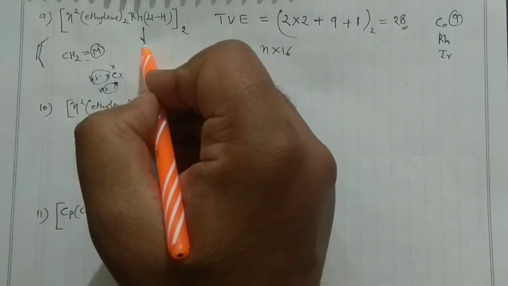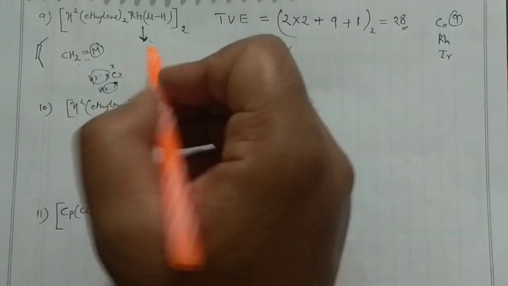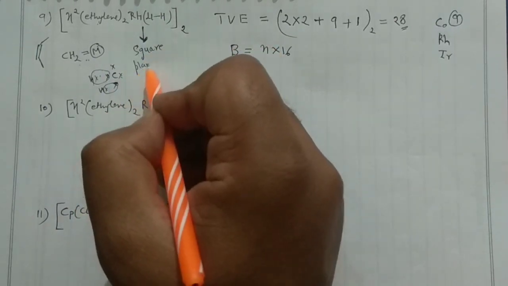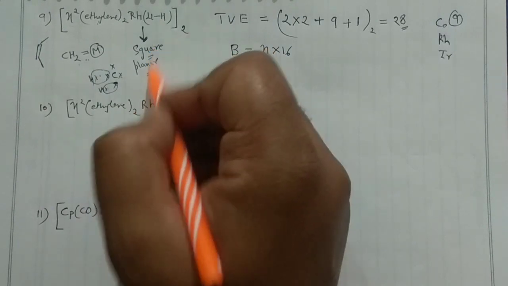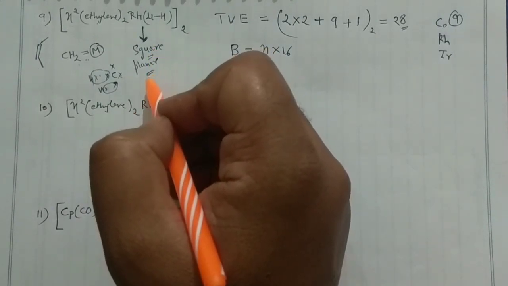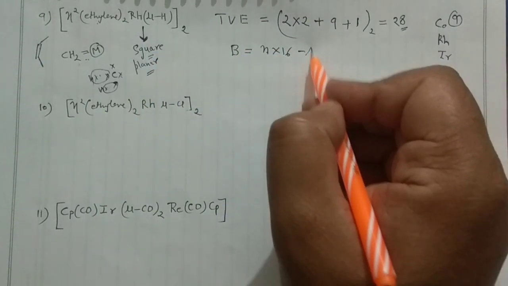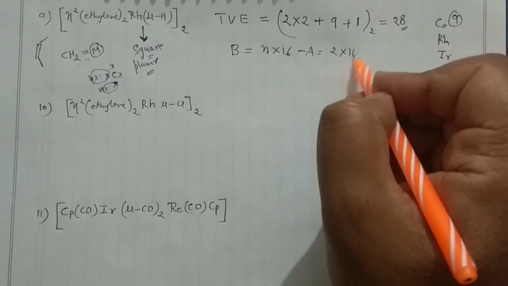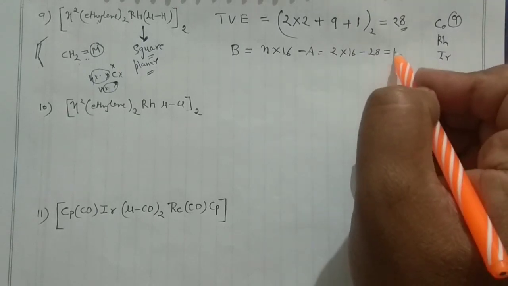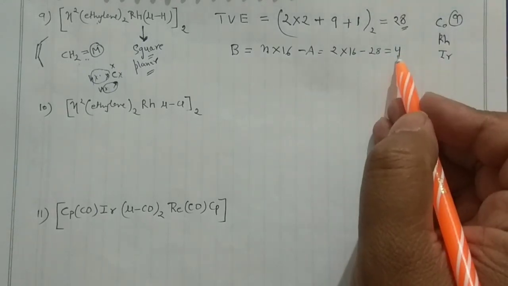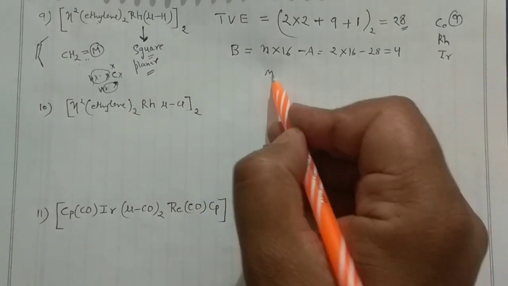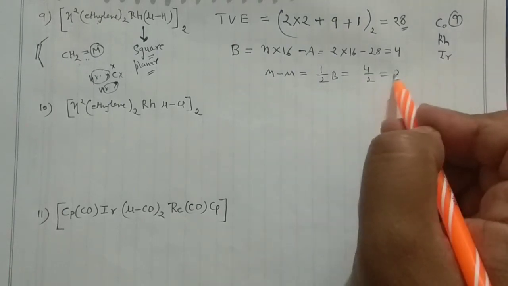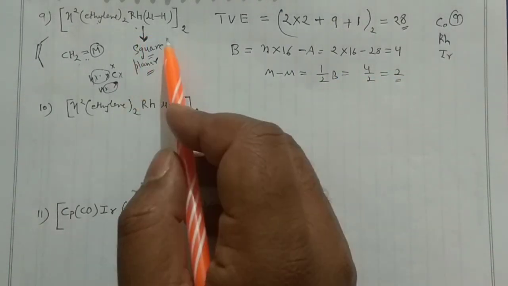In the question which I was having, however I missed that point here, it is a square planar complex. And square planar complexes, as I already told you in my last lecture, follow the 16 electron rule. So you will use n into 16 minus A, where n is 2 as 2 rhodiums are present. 16 is there, A was 28, that means B is 4. Then you will have metal metal bonds. Metal metal bond means half of B, that means 4 by 2, that means 2. That means 2 bonds would be present between the 2 rhodium atoms.